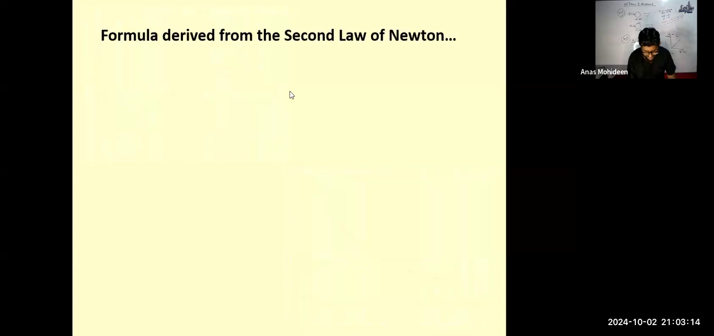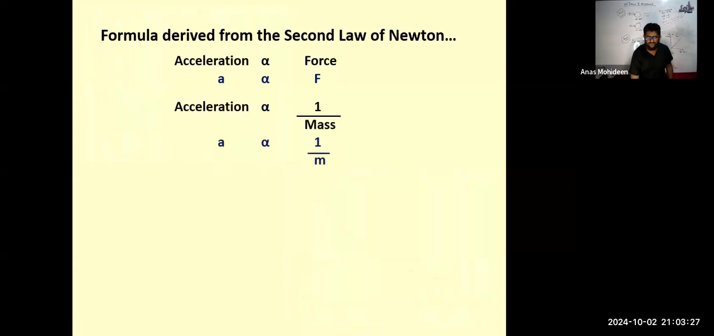So look at this. Now we are at the formula. It's actually F equals ma. What is the formula? F is equal to m into a. How is it built up? Acceleration is directly proportional to force. It is inversely proportional to mass. So when you're going to take both of them, acceleration is directly proportional to force over m. You're going to take both together.